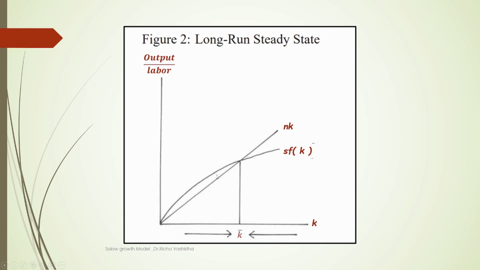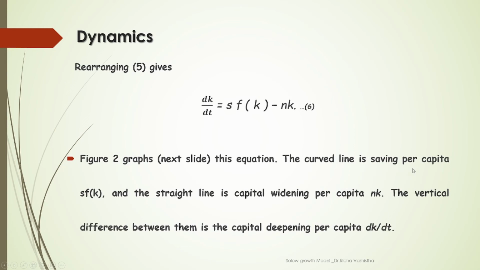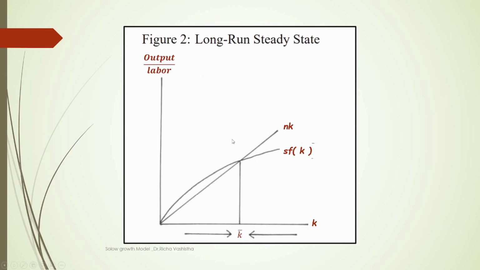So now this saving part comes here and cuts this straight line, meaning at this particular point there will be an equality between the two. Right from here, if we draw a perpendicular, this point becomes our k bar. As you can see, the curved line is the saving per capita, sf(k), and the straight line is capital widening per capita. So the vertical difference between them is the capital deepening per capita, which is dk by dt.